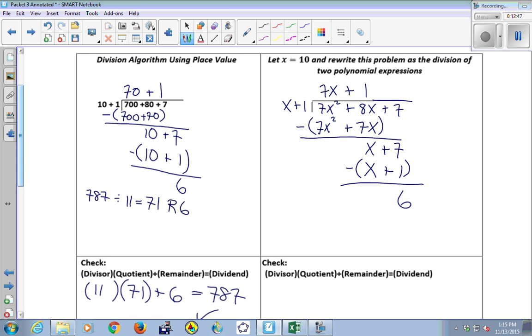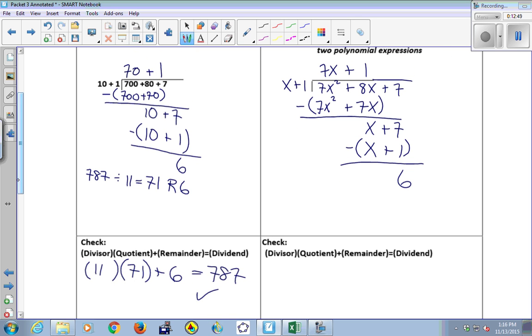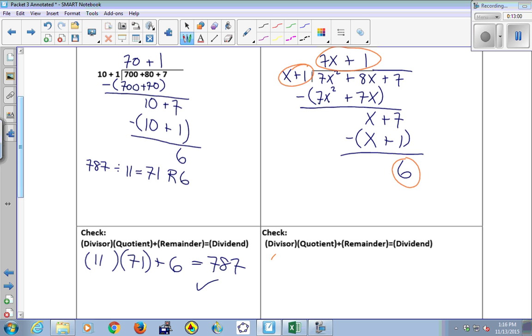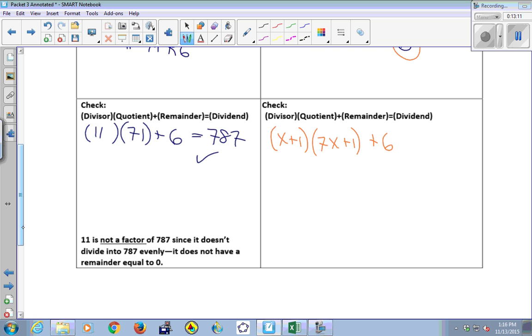Same remainder, 6. And then it should be that when I multiply this guy times this guy and add the remainder, I get my original dividend back. So let's just check. I do x plus 1 times 7x plus 1, plus 6. I should get 7x squared plus 8x plus 7. So if I multiply this out, I get 7x squared plus x plus 7x is plus 8x, plus 1 plus 6. 7x squared plus 8x plus 7. Check.